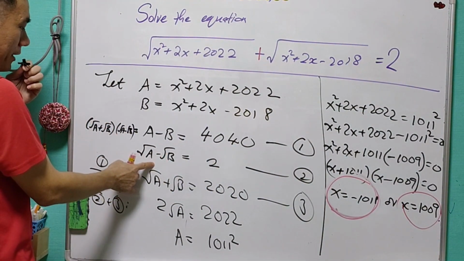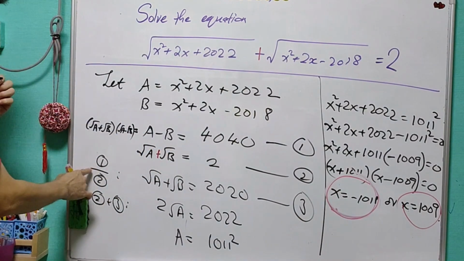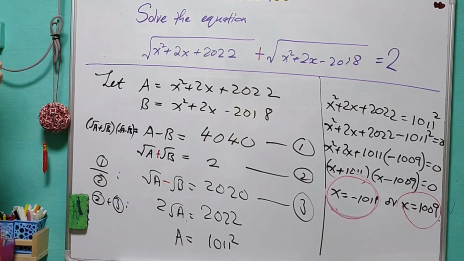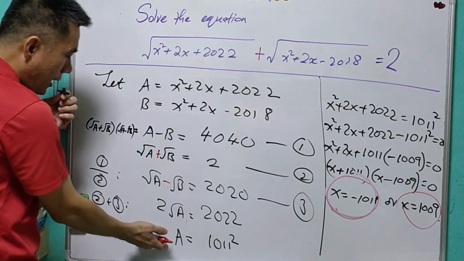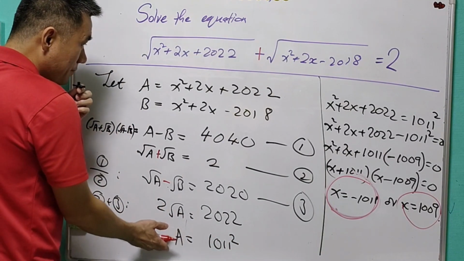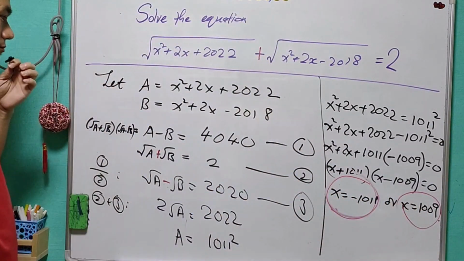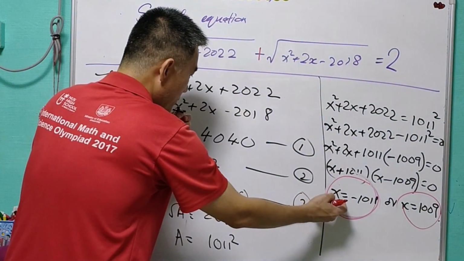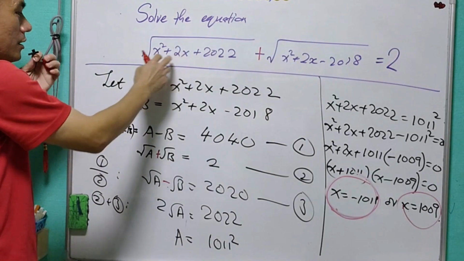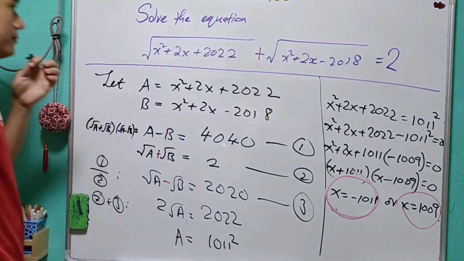But equation 2 will be square root of A plus square root of B equals 2. And equation 3 will be square root of A minus square root of B equals 2020. But it doesn't affect the value of A equals 1011 squared. Since the value of A remains the same, the same x will be obtained. However, when you substitute x equals negative 1011 or x equals 1009 into this equation, none of them satisfies the equation. So it means that these are not solutions.